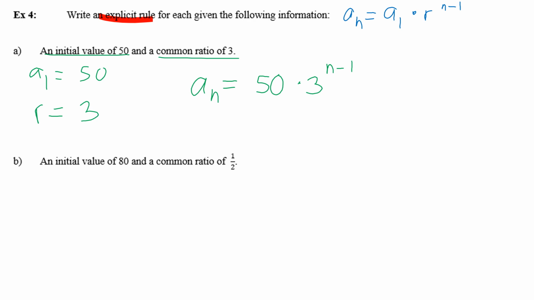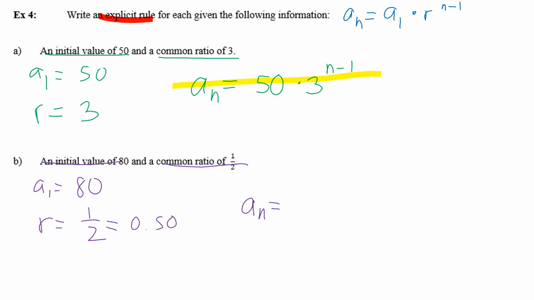Again, notice we're not plugging anything in for n because they don't ask us to solve for any specific term. They just want us to set up the rule. Okay, taking a look at example B. Initial value of 80, so a_1 is 80. Common ratio is 1/2, so r equals 1/2, or if you want the decimal equivalent, 0.50. Plugging that into the formula, a_n equals a_1 is 80 times, I'm going to go ahead with the fraction 1/2 raised to n minus 1. Final answer.